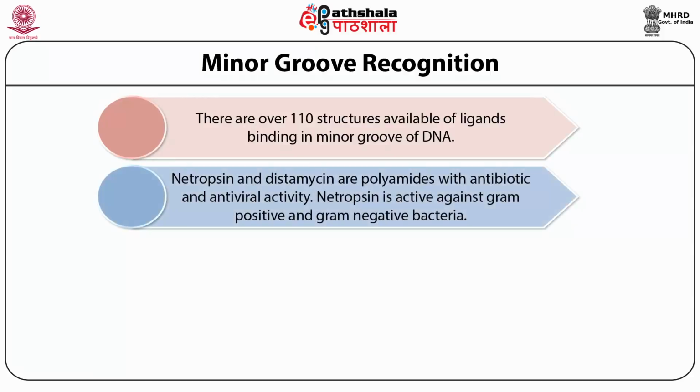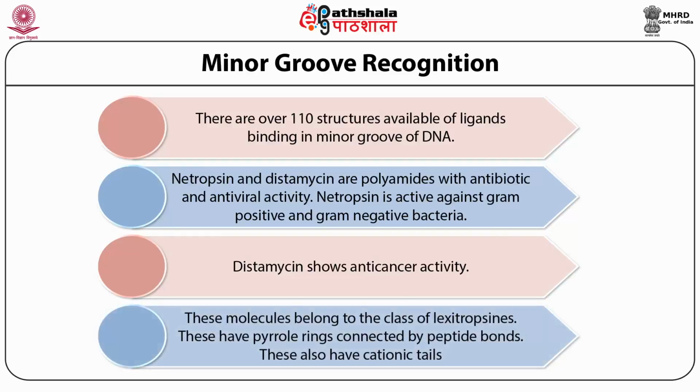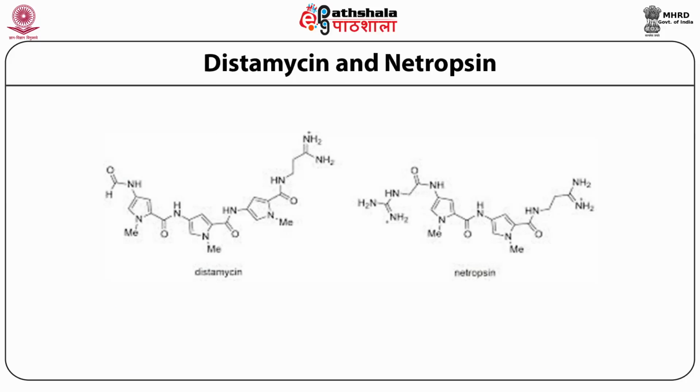Netropsin and Distamycin are polyamides with antibiotic and antiviral activity. Netropsin is active against gram-positive and gram-negative bacteria. Distamycin shows anti-cancer activity. These molecules belong to the class of Lexitropsins. These have pyrrole rings connected by peptide bonds. These also have cationic tails. This is shown in this slide.